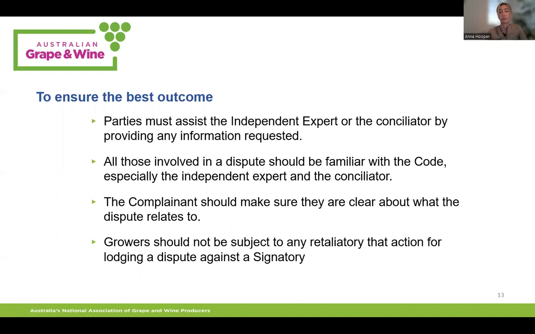Both parties in a dispute resolution procedure should assist the independent expert or the conciliator by providing any information requested of them. And bear in mind that any confidential information of parties to a dispute obtained by the Secretariat or the committee must and will be kept confidential, and that's documented in section 6.5 of the code. And finally, growers should always be made to feel comfortable that by making a complaint it will not lead to any retaliatory action against the grower by the signatory.